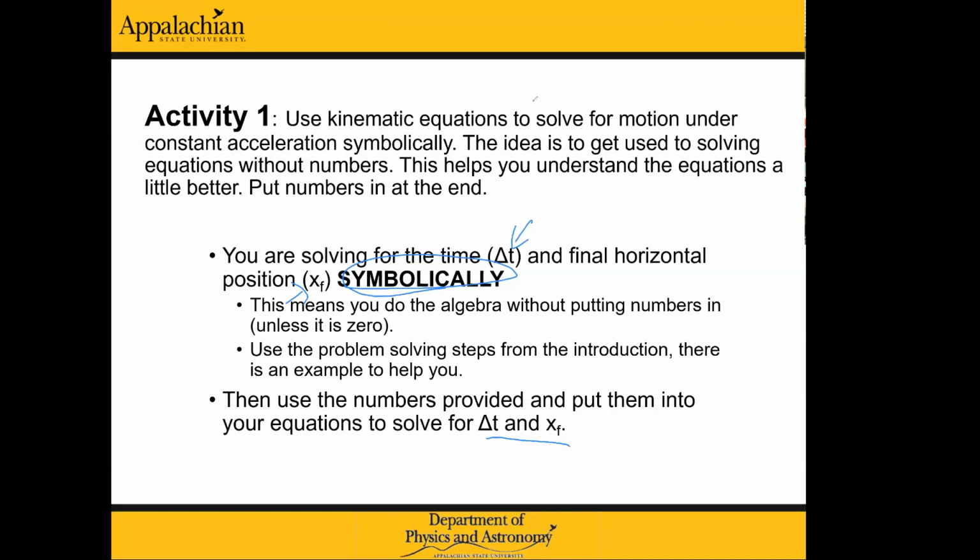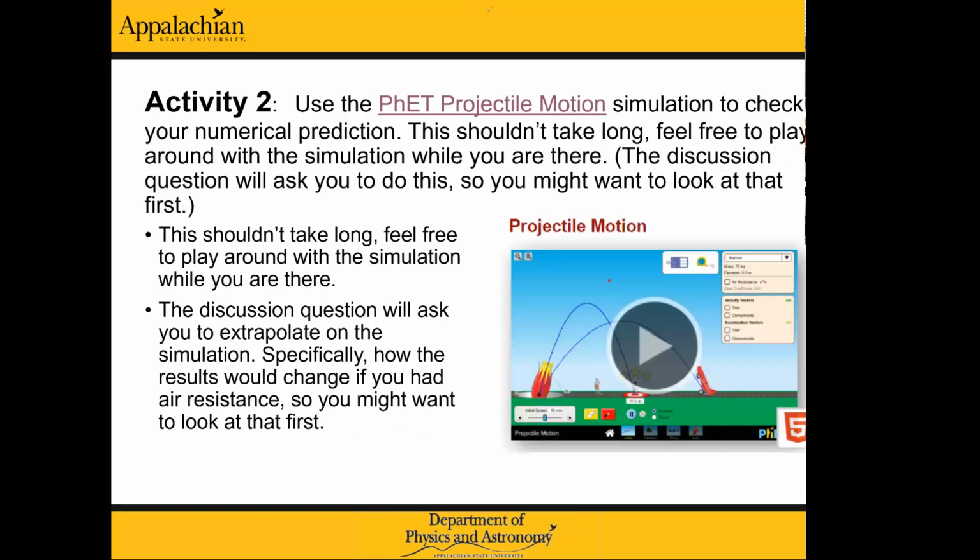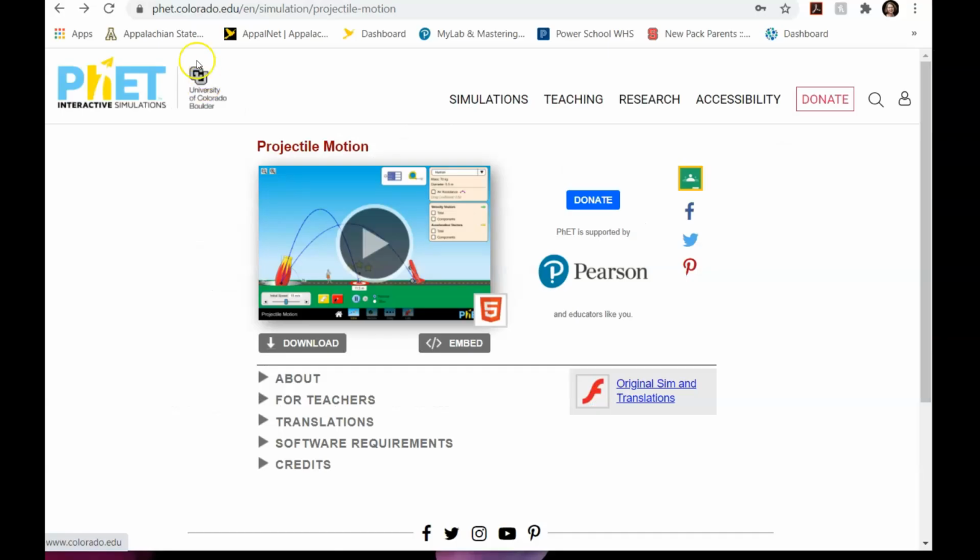The next thing we're going to do is open up a simulation to check your algebra. Okay, so we're going to use this projectile motion simulation. It opens up similar to, let me see if I can open it up. So if you click on the link, you'll open phet.colorado.edu, and you're looking for the projectile motion simulation.